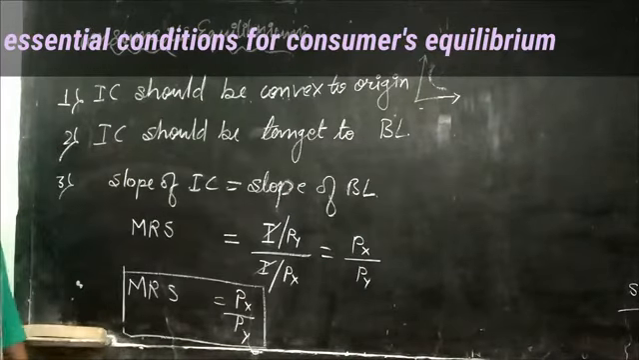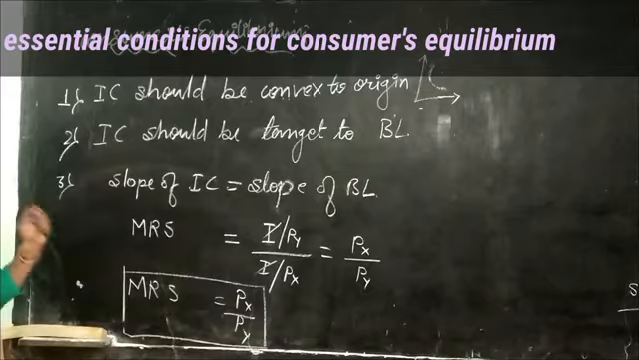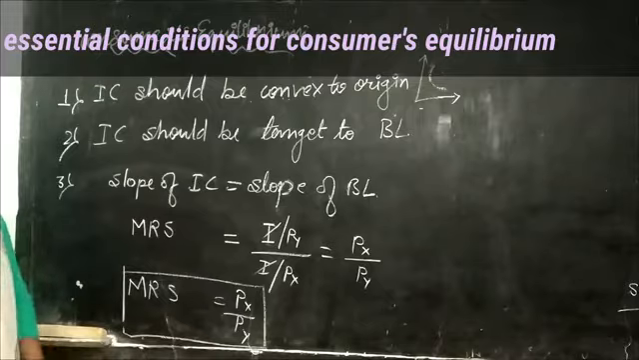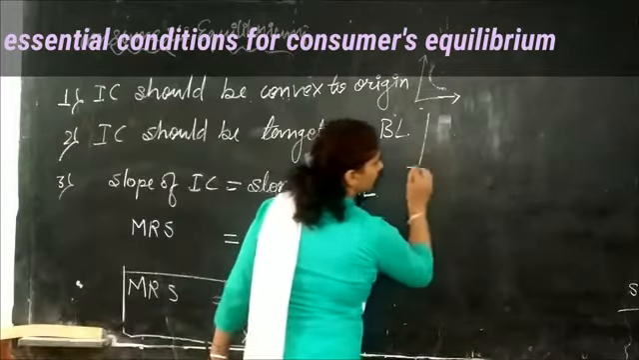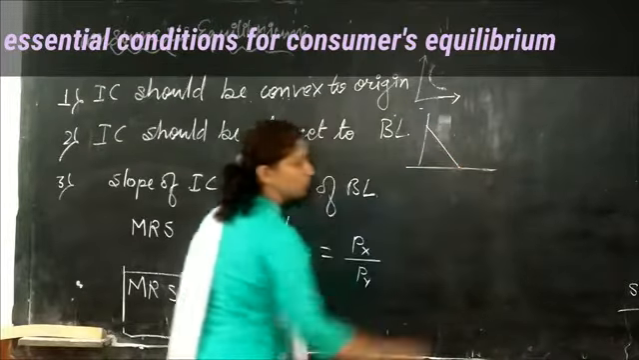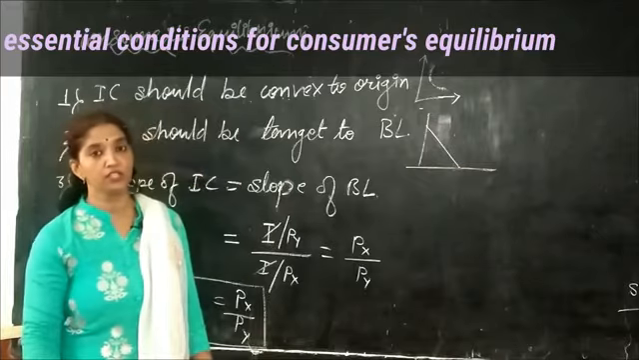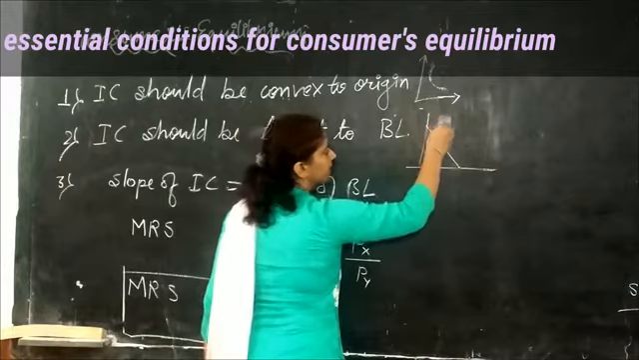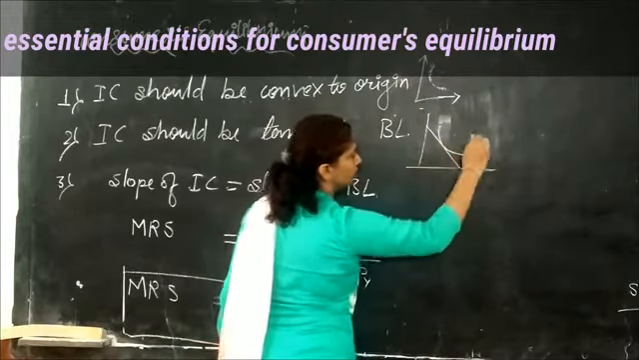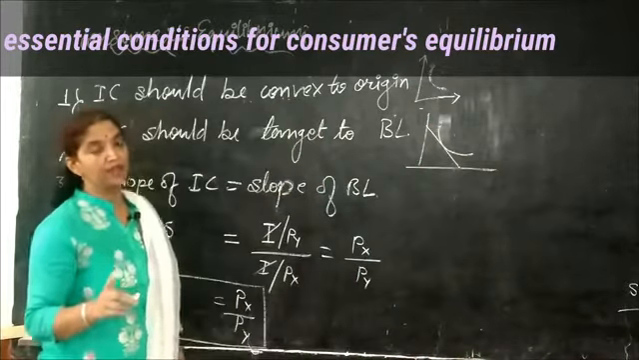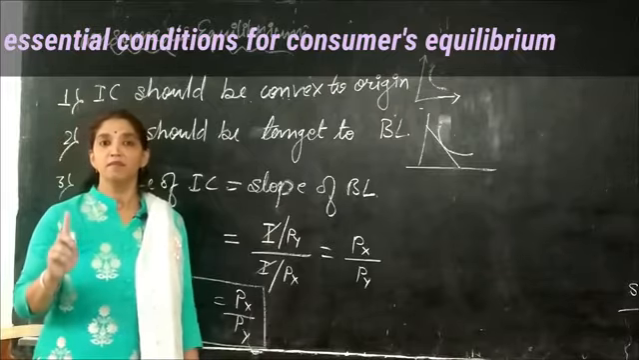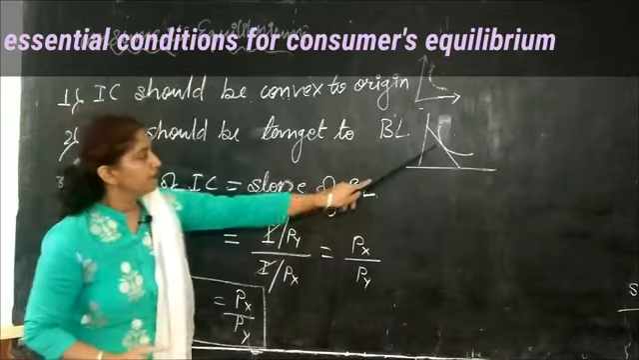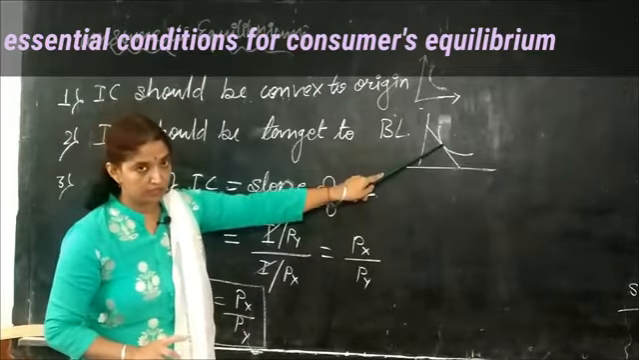The second condition, that is the essential condition, is about tangency of IC and budget line. Indifference curve and budget line should be tangent to each other. This is the budget line, and the indifference curve should be tangent to the budget line, not intersecting. The condition is about tangency, not intersection. Okay? It should be tangent.